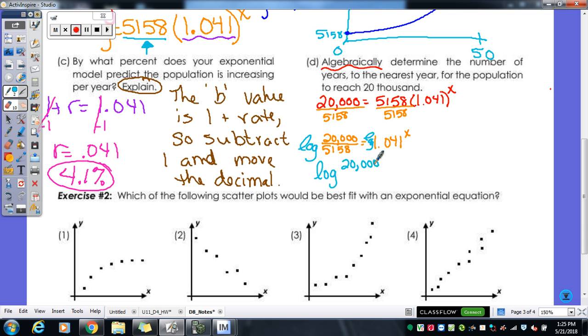So the log of our fraction, which is 20,000 over 5158. When I take the log of the right side, that makes my exponent come down in front. So it's x times the log of 1.041. So now how do I get the log of 1.041 away from my x? Divide.